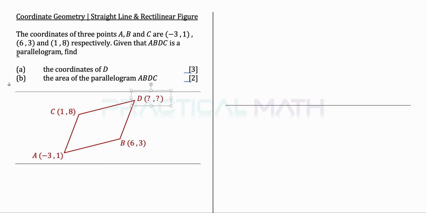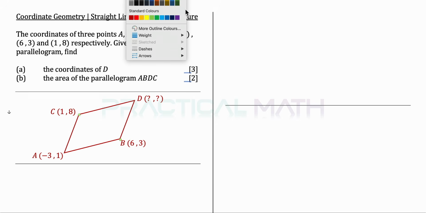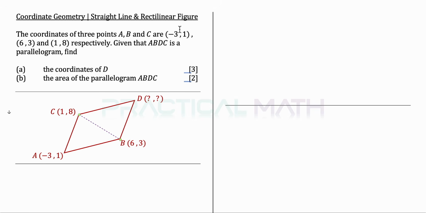Also, since the question is asking for a parallelogram, and in this chapter we are dealing with coordinate geometry, straight line and rectilinear figures, it will be good if you can recall the properties of a parallelogram. The diagonals BC actually bisect the diagonal AD. Diagonal BC bisects the diagonal AD. So by bisect, it means that the midpoint of AD is the same as the midpoint of BC. That is the meaning of bisect.